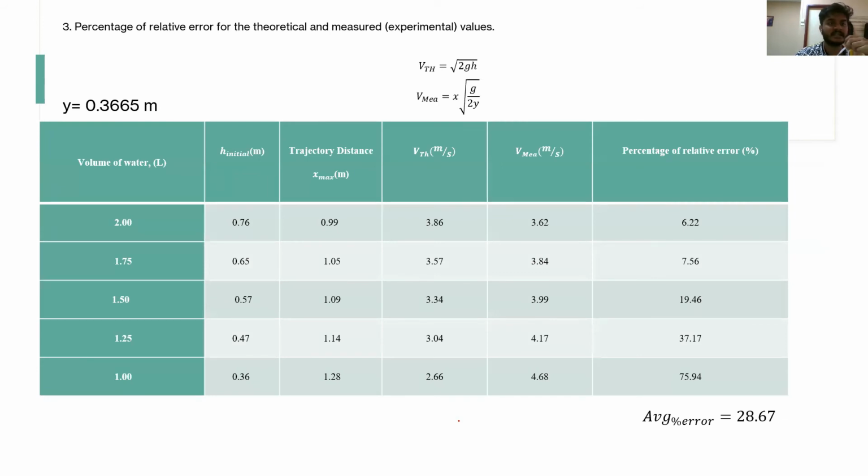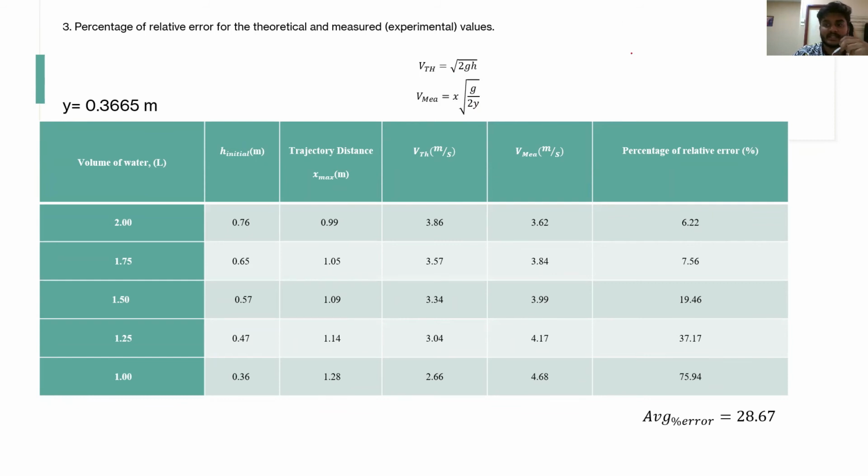Our third discussion will be the percentage of relative error for theoretical and measured experimental values. This is the formula to find the velocity of the theoretical value, which is the square root of 2gh, and measured will be x times the square root of g over 2y. Y will be the height, which is h1, h2, h3, and x will be the water projectile. As you can see in the table below, I only use the values that we have to calculate the theoretical value and measured value.